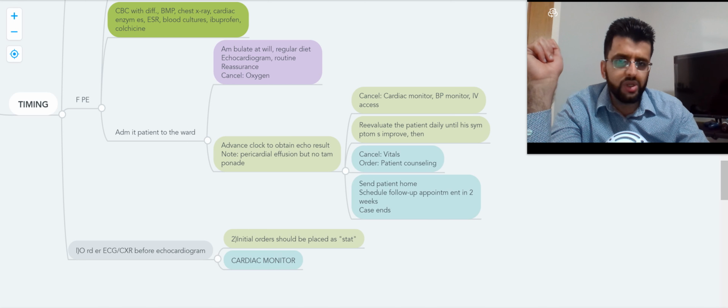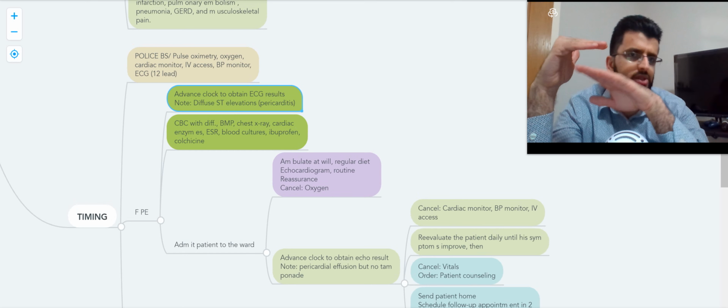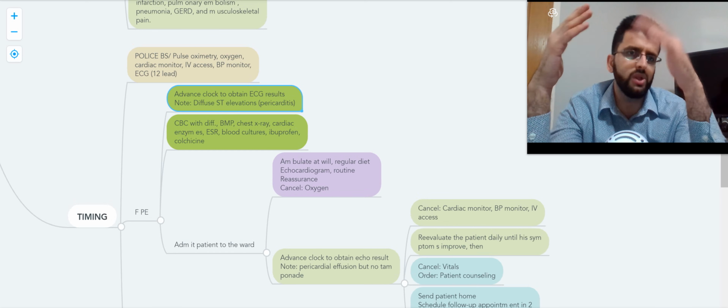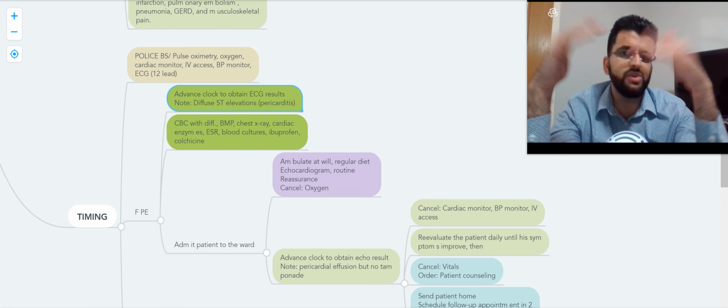Okay, so basically simple. You do the police BS, and once you see ST elevation, you do the cut gleam to start him on ibuprofen and colchicine, and that's it. You just follow up. After that, you order the echocardiogram, the 3rd step. So 3 steps: police BS, cut gleam with ibuprofen and colchicine, and then echocardiogram. And you reevaluate every day, and usually it ends. After that, you cancel, and that's it. The case ends. So the management for pericarditis is very simple.